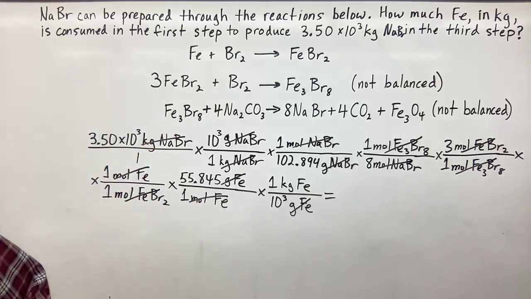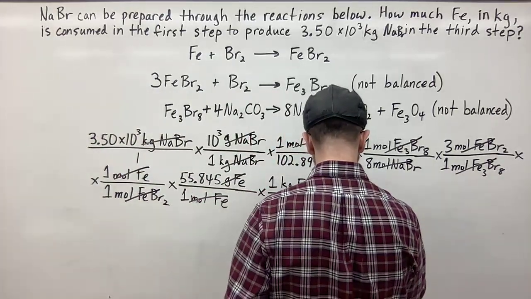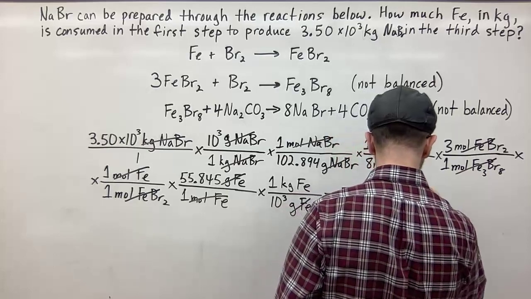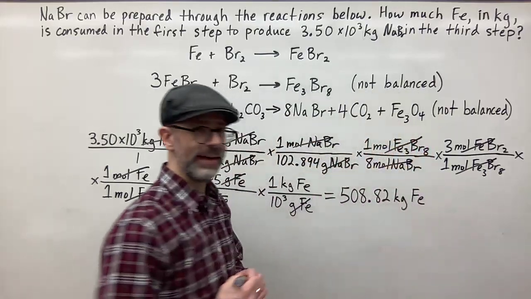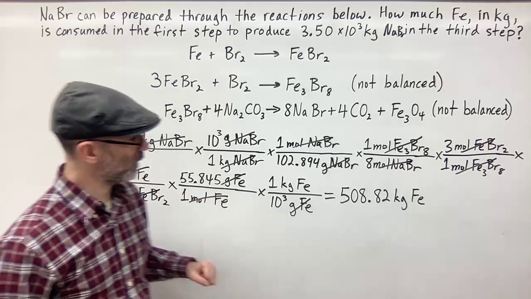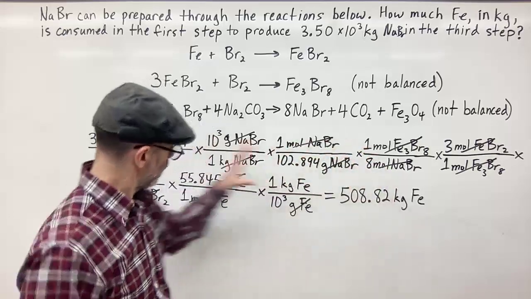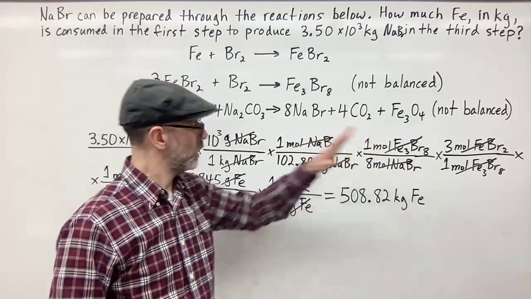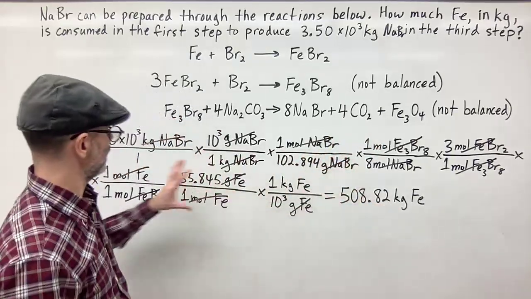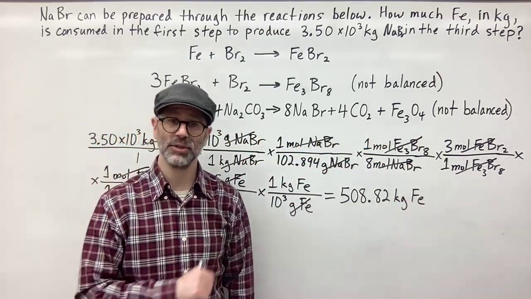And when I do that, I get 508.82 kilograms of iron. Now, sig figs. We got to worry about our sig figs. So if you are worried about sig figs, then remember the rule. The rule for multiplying and dividing says that your answer should have the same number of significant figures as the measurement with the least number of sig figs. So ignoring the exact relationships.